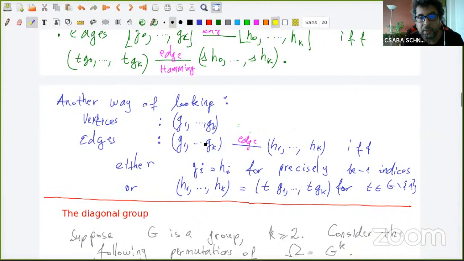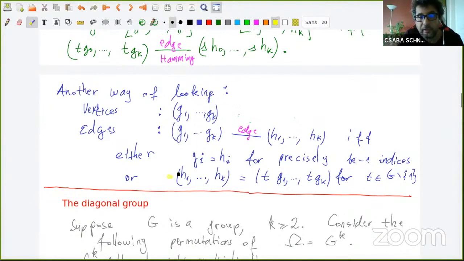And I put an edge between two k-tuples if and only if these two k-tuples are equal in precisely k minus 1 indices. That is, they are adjacent in the Hamming graph H(k, G). So this is one way of putting an edge between two k-tuples. Or I can also put an edge between two k-tuples if the second k-tuple can be obtained from the first by simultaneously multiplying the entries by some group element. So this is the second condition.